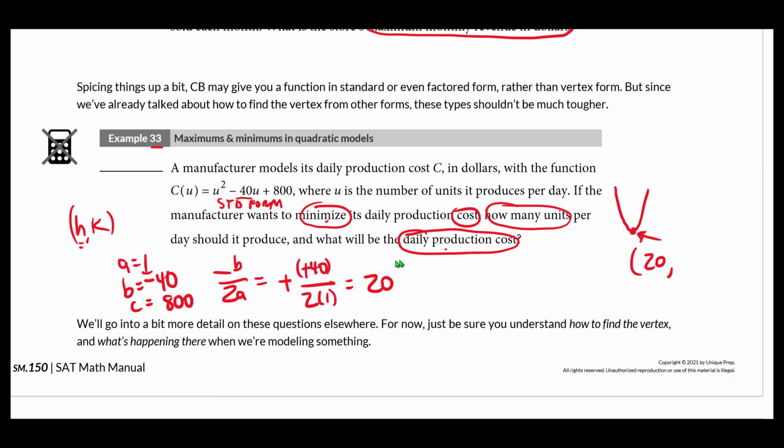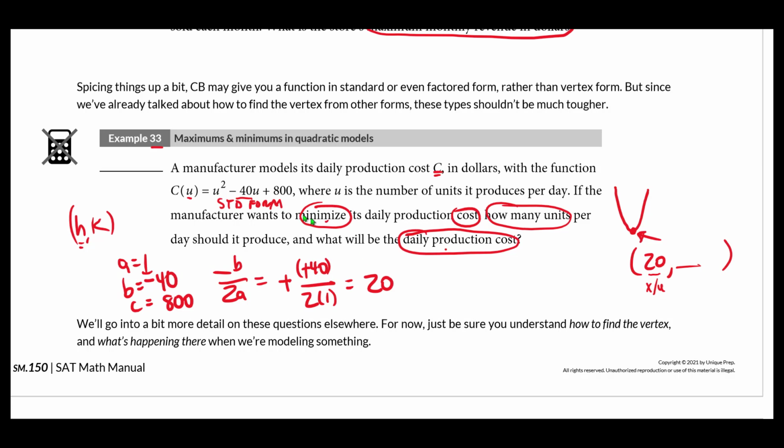Now all we need to do is find the y coordinate there, which will be the minimum value of the function, the daily production cost. So whatever this value is here will be the minimum production cost. All we have to do now is take that 20, which is in this case a u value, since u and x are synonymous here.